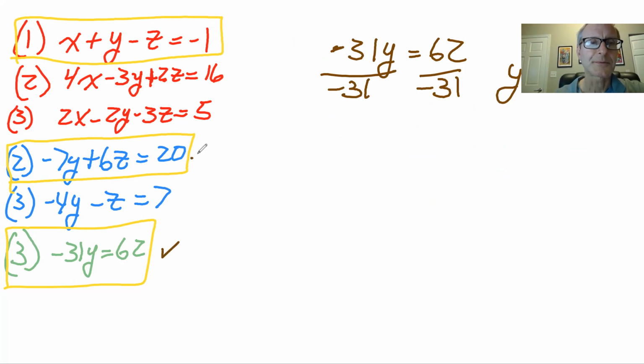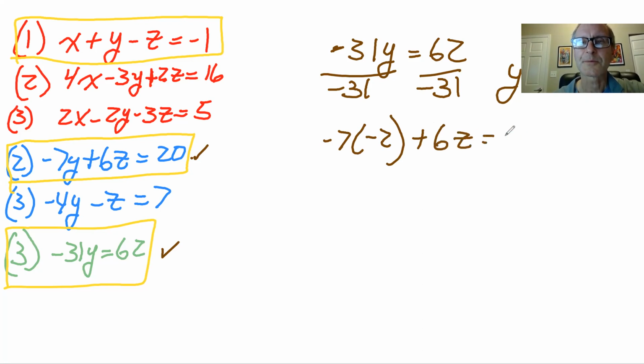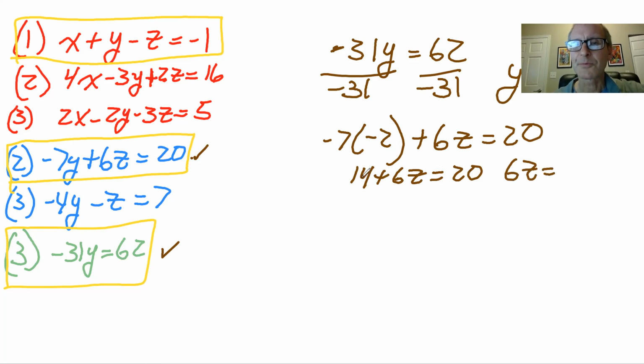So now you take equation 2 and plug in the y value. So it'd be minus 7 times minus 2 plus 6z equals 20. So this would be 14 plus 6z equals 20. 6z equals 20 minus 14, which is 6. See how it's nicely set up. So z would equal 1.